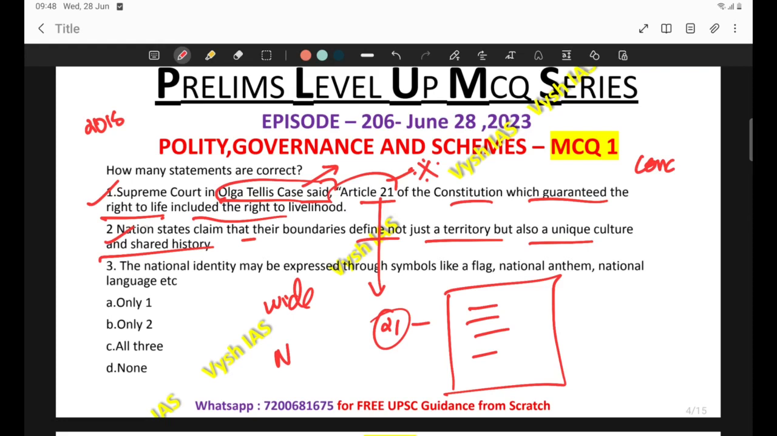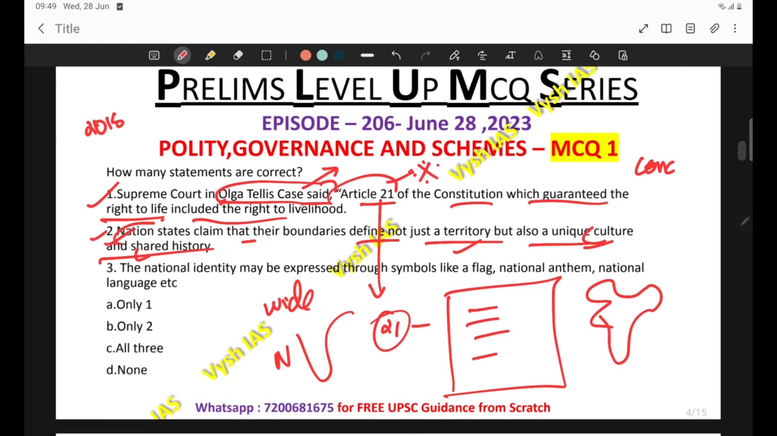So here, yes, a nation state claims that the boundaries define not just a territory but also a unique culture. If we are going to call India a nation, we have a unique culture and a shared history, and it's not solely limited to the political frontiers or boundaries. India is not related to only the political frontiers, like this is India. A nation, apart from the political boundaries, also includes a shared history and a unique culture. As a nation we have not only political boundaries, that is the main point. So even this statement is correct.